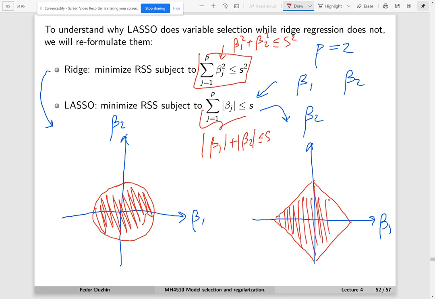This is what it looks like. I mean, it's very easy to understand, right? Because if both beta 1 and beta 2 are positive, then we can get rid of the modulo sign, so it's going to be a straight line. And because of the modulo sign, this is supposed to be symmetric by changing the sign of either beta 1 or beta 2. So this is how we know that it's this square.